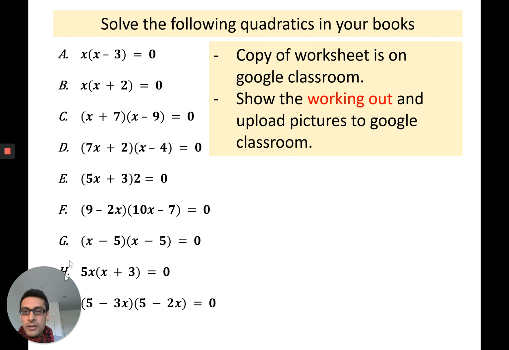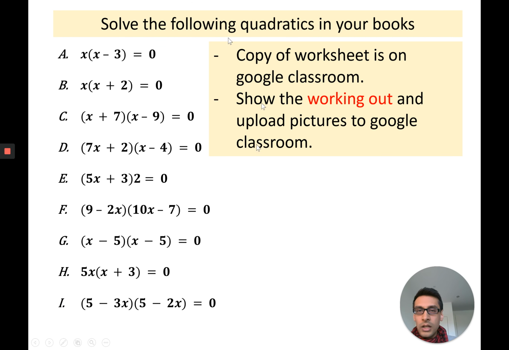Okay, so this exercise is going to be attached to the Google Classroom, or you can just pause the video and you're expected to solve all of these quadratic equations by the methods that we've just worked out and upload the pictures of your working out to Google Classroom. I will see you in the next video.